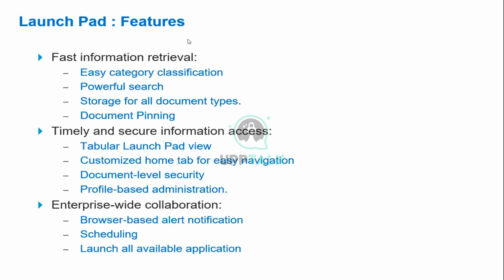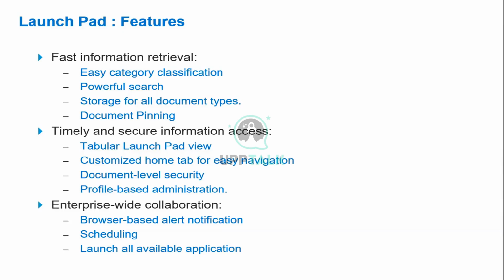These are the features of Launchpad. Fast information retrieval, easy category classification. We will create some folders, and under that folder, we will put a report. It is like we will create some categories to understand it better. There is a powerful search option. If we know the report name, we can search by entering the report name and it will show us the possible reports.